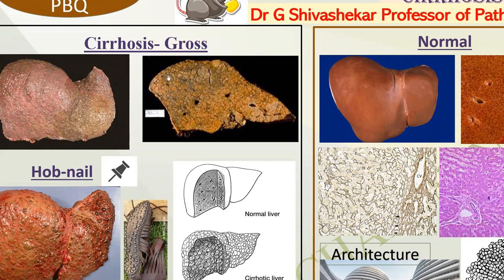So here again, it's a cut surface of the liver. I'm able to see multiple pale areas. Surrounding it, there are relatively darker grayish brown areas. The pale area is the liver parenchyma, and the darker lines are the strands of fibrous tissue. So this is the gross and the cut surface of the liver.